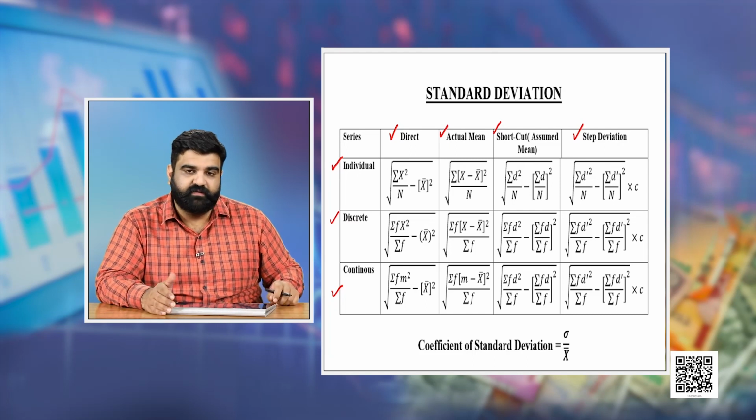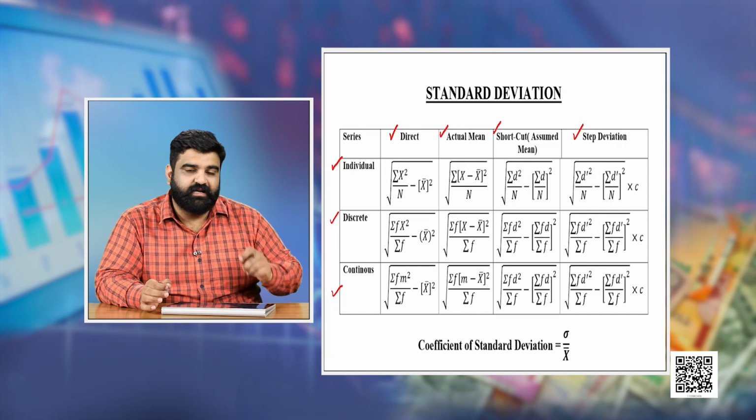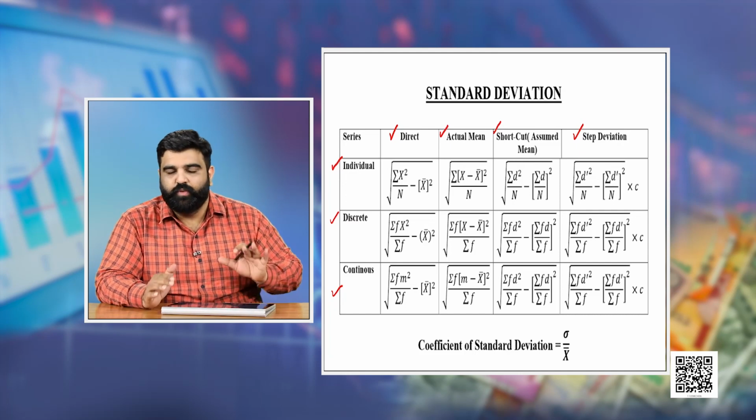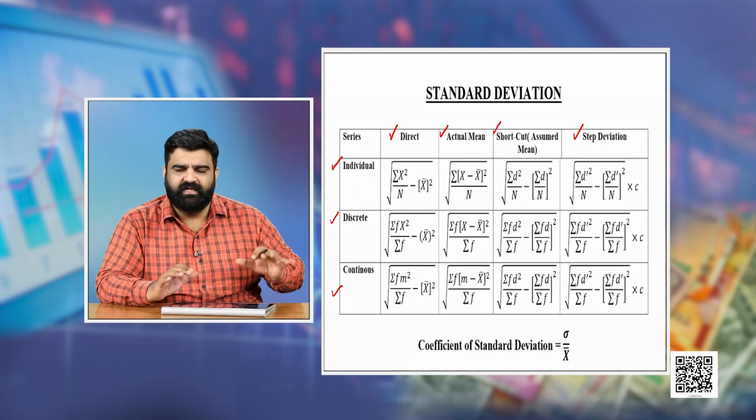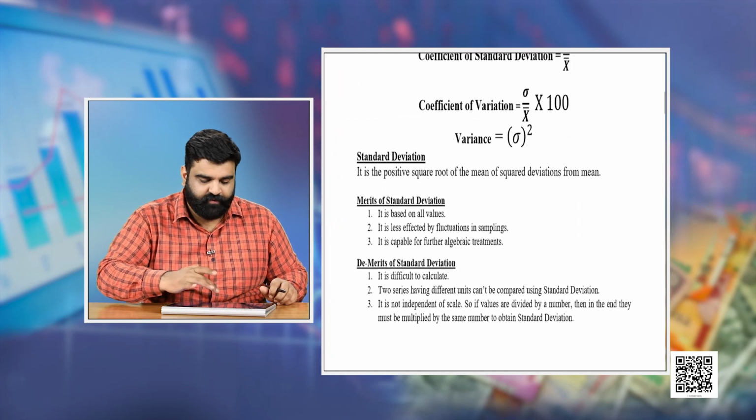Similarly, the step deviation method is similar to the shortcut method, but we take out a common factor from d, which is why it is known as d dash, and then in the end we multiply by c to get the desired answer. So, let us not waste time and move on to the questions for standard deviation.